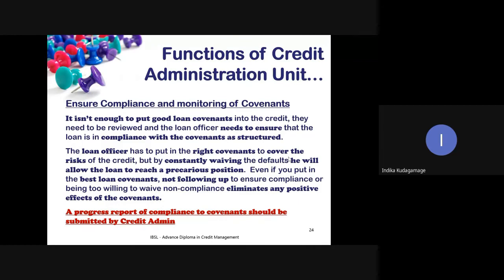So again, submission of annual accounts or monthly stock statement. Covenant is there. If you don't monitor, you can't remember everything. You will not get those things done. Right? So you need to monitor those things.